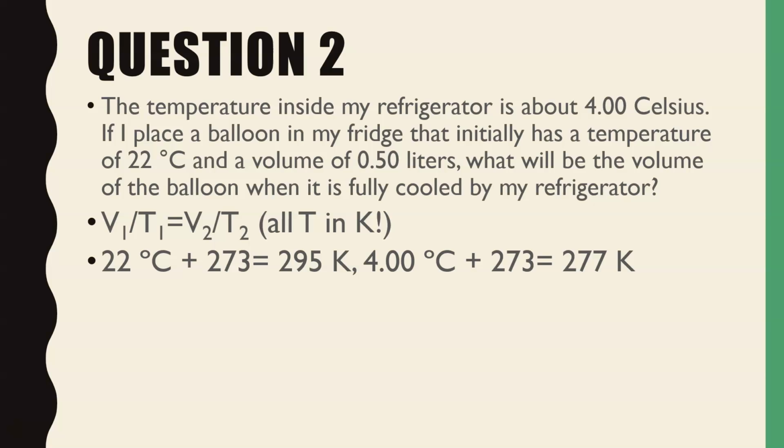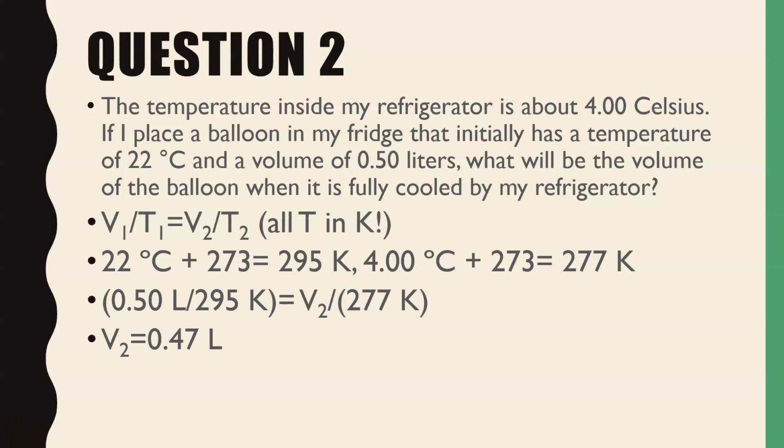Now I'm ready to plug into my formula and solve for my unknown. So that means I'm going to have 0.5 liters divided by 295 Kelvin, and that's going to be equal to my V2, which is what I'm solving for, divided by my 277 Kelvin. I'm then going to solve for my V2, get it on a side all by itself, and that is how you should have gotten your 0.47 liters.